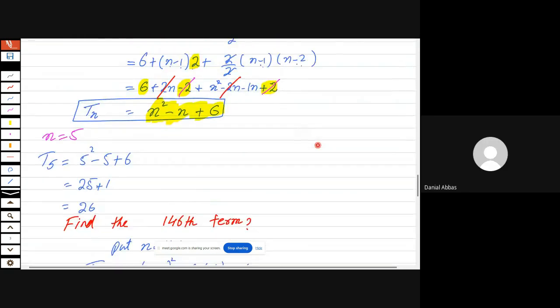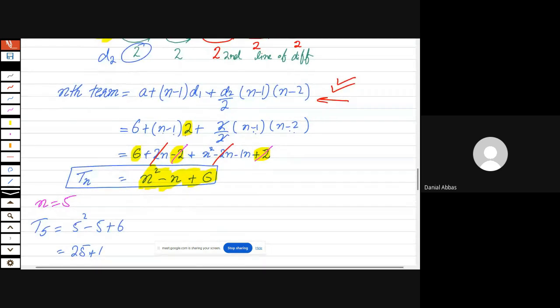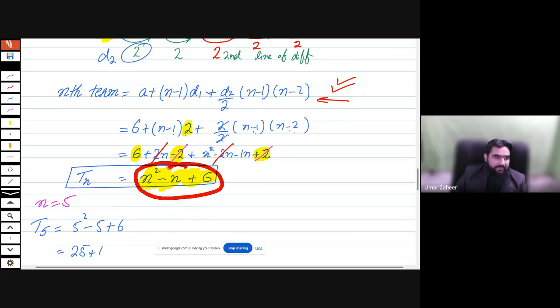So, sir, we basically have to find the nth term formula first, and then it is different for every question, right? Yes, the nth term formula. This thing is going to change from sequence to sequence. If you are taking any other sequence, it is going to be a different one.